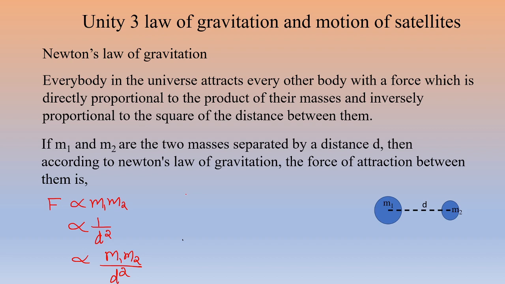Or F is equal to G into m1 into m2 divided by d square, where there is a proportionality constant denoted by capital G. Now this is the mathematical expression for Newton's law of gravitation. Here the capital G is called the universal gravitational constant.